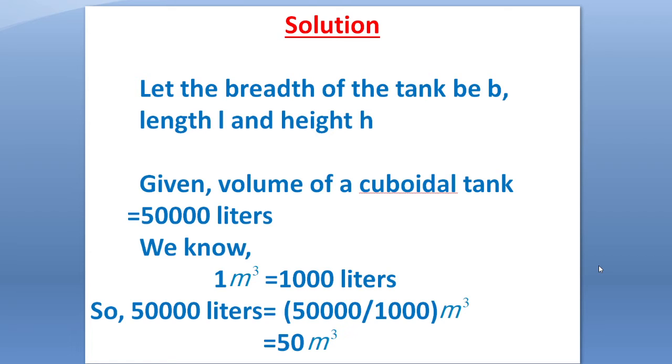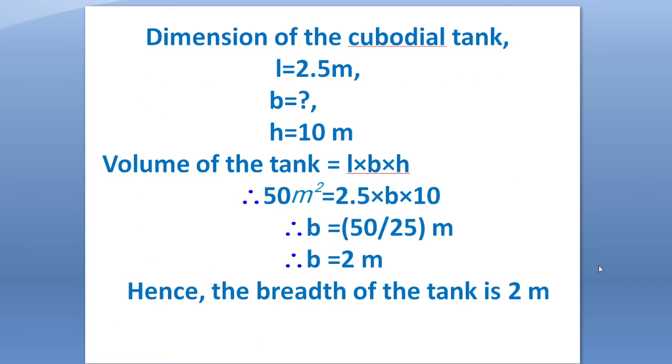So 50,000 liters is equal to 50,000 divided by 1000 meter cube, which is equal to 50 meter cube. So 50 meter cube is the volume of this cuboidal tank. Now for the dimensions of the cuboidal tank, L is given as 2.5 meter. We have to find B, and the height or depth is given as 10 meter. So volume of the tank is equal to L into B into H.